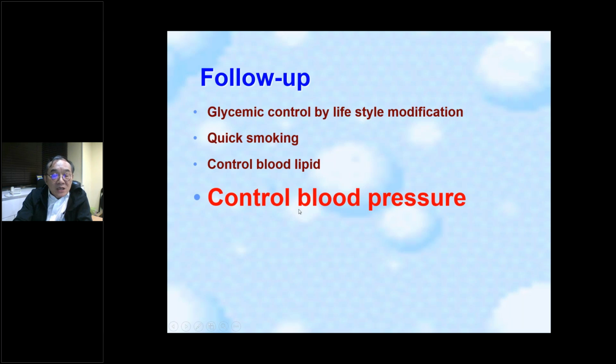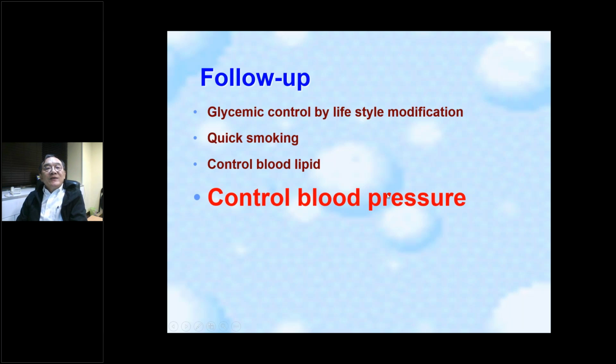And this is both for further reduction of cardiovascular risk as well as decreasing stroke risk, because the occurrence of stroke probably relates to blood pressure. This is a very important factor.